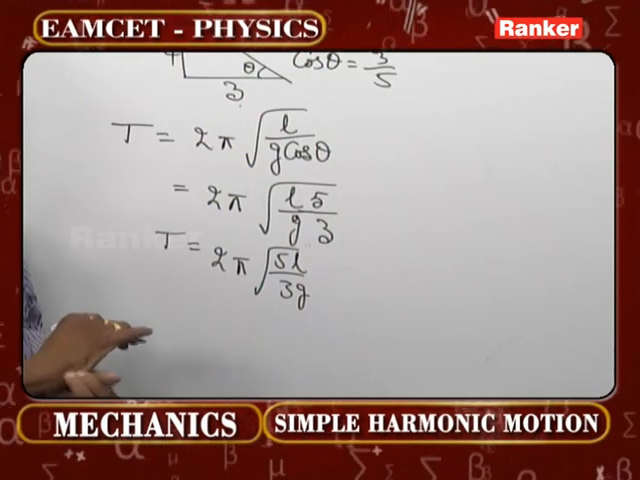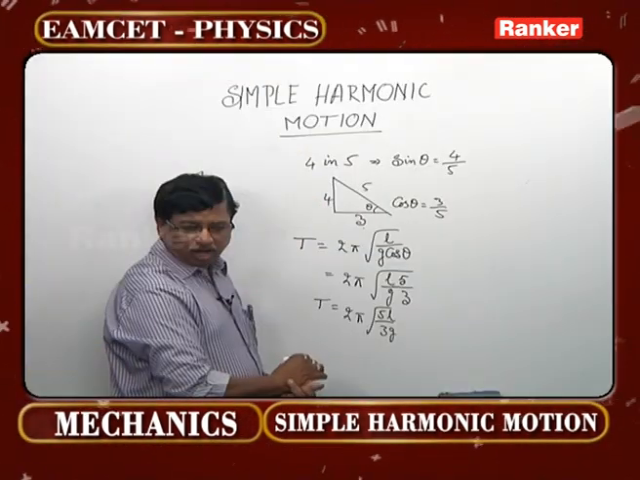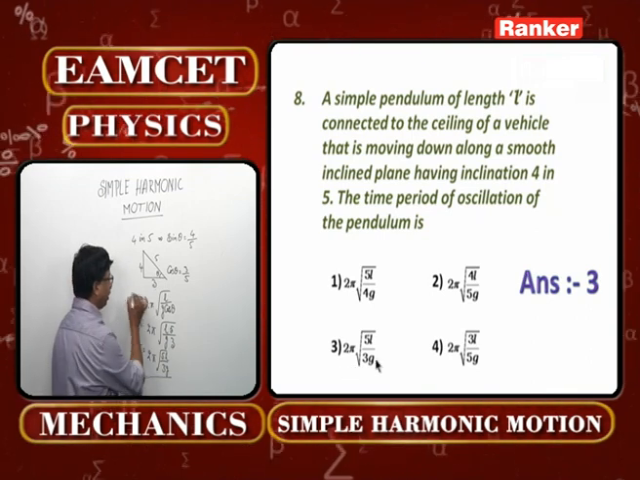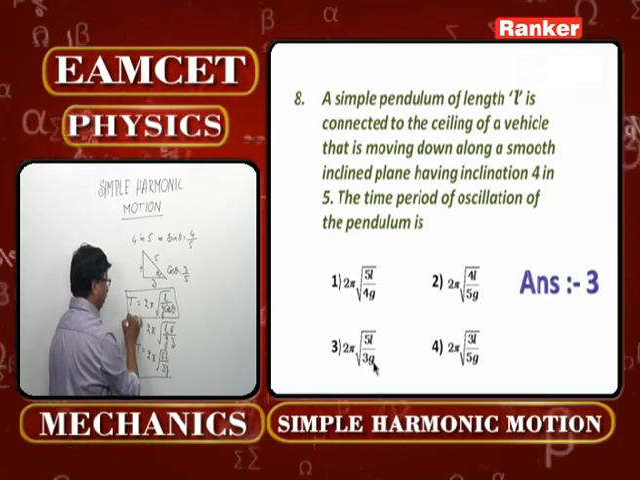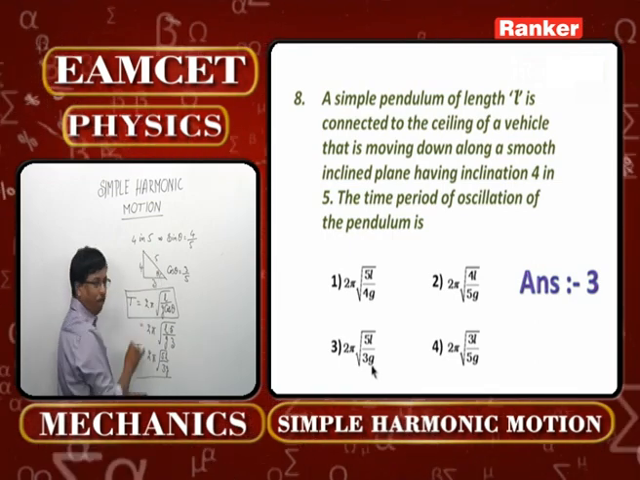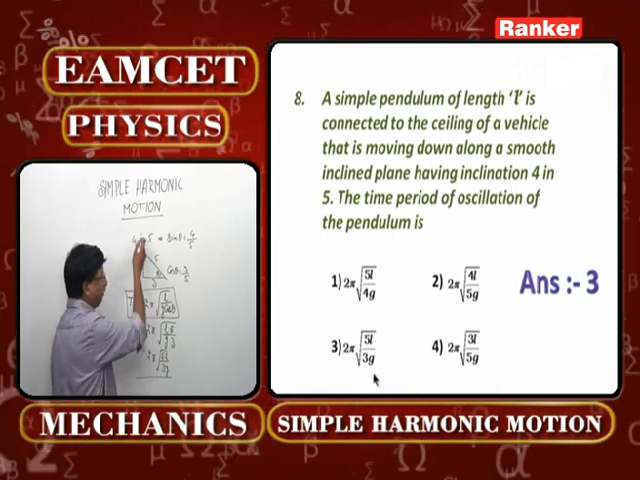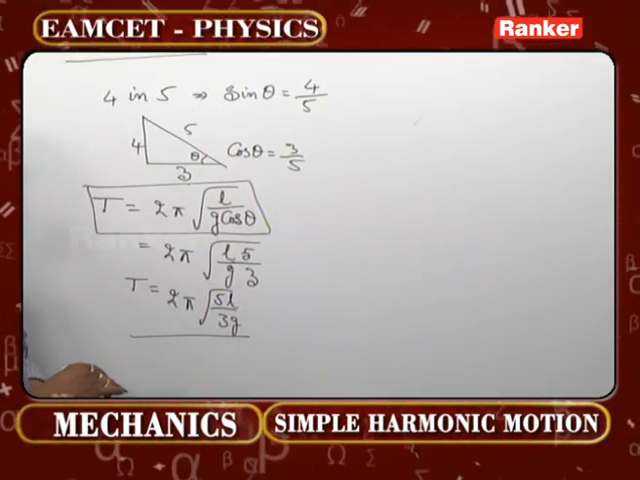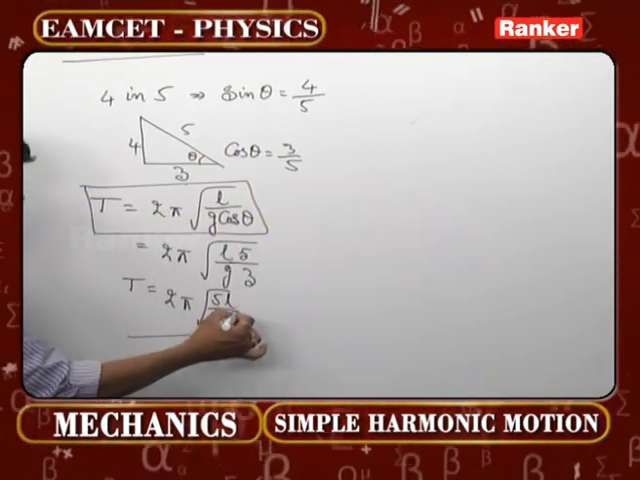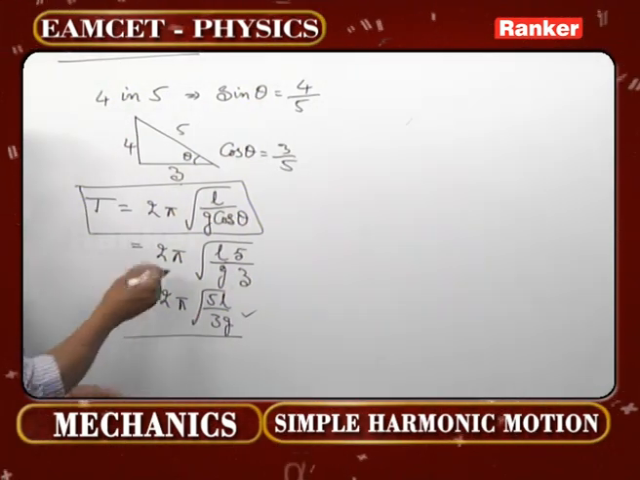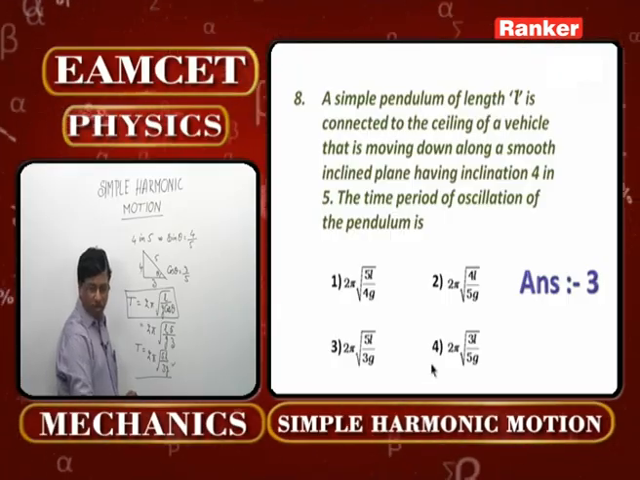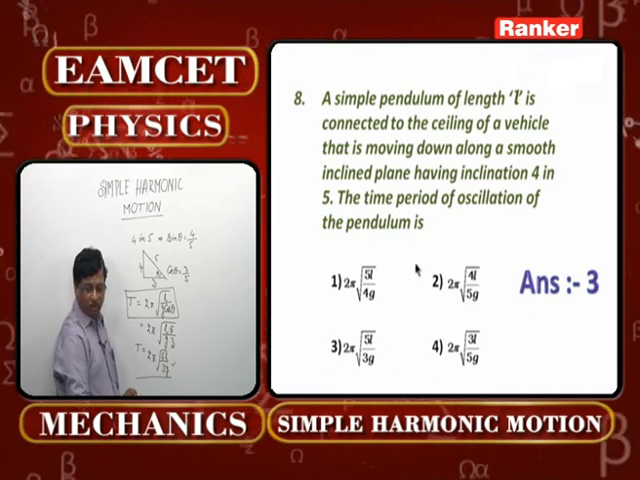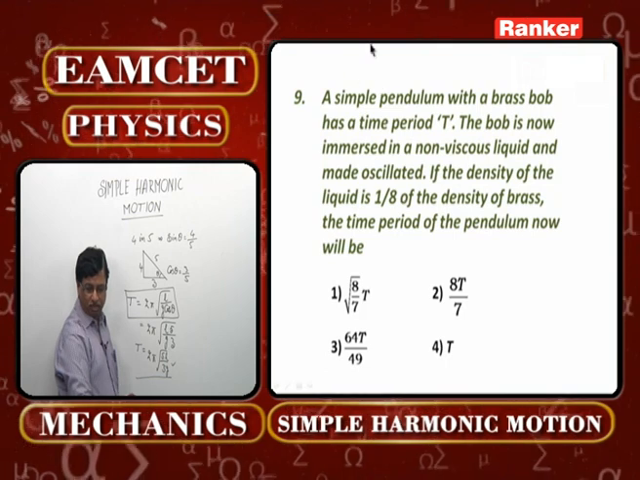Now if you look carefully, the third option tallies with this equation. So the corresponding formula when a simple pendulum oscillating from the roof of a car is sliding down an inclined plane is 2 pi root L by g cos theta. This is the corresponding answer, which tallies with option number 3. That is question number 8. Now let us check the next one, question number 9.